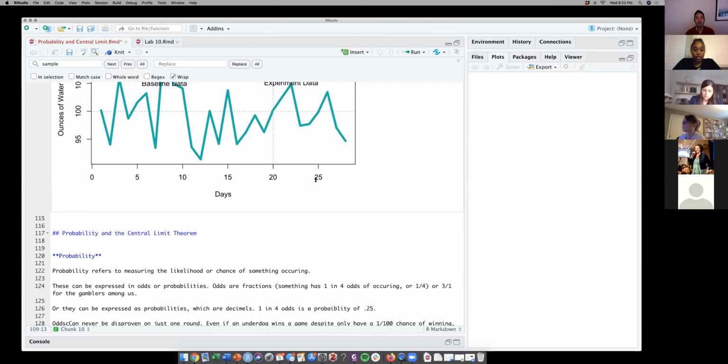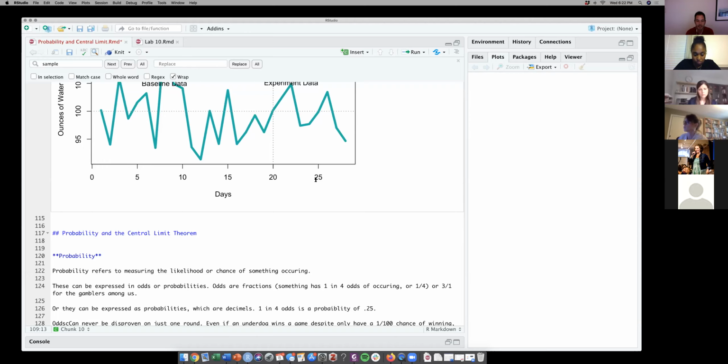And there's two ways that we can express probabilities, which you've probably heard of. Odds, which are fractions, a 1 in 4 chance, a 1 in 5 chance, 3 to 1 odds if you're a gambler, or as probabilities, which are just those fractions divided. So if the odds are 1 in 4, it means that the probability is 0.25. Probability goes from 0 to 1.